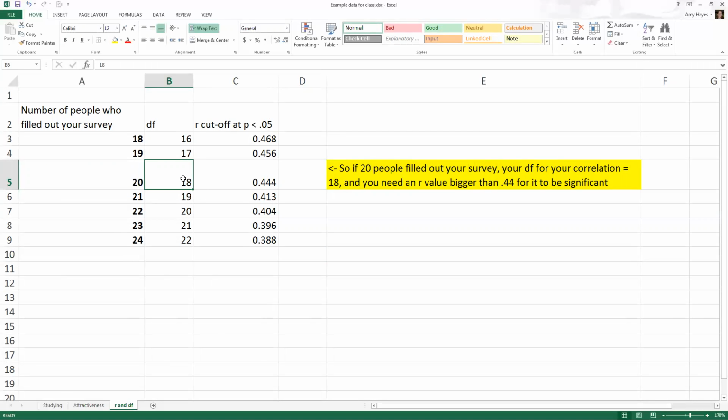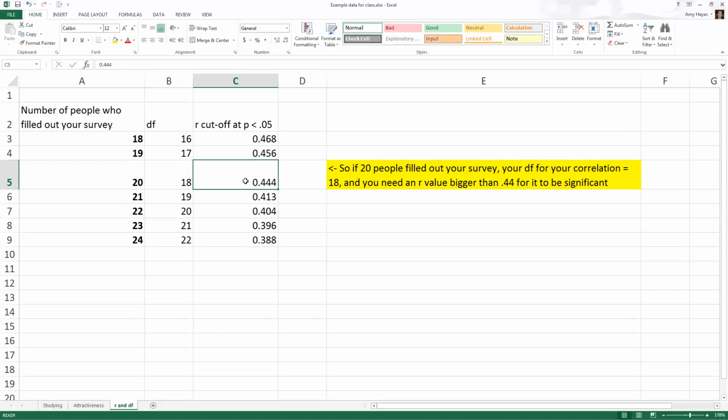Here's the degrees of freedom that you're going to need to report when you're writing up your statistics. And then the number in this column is, okay, if you had 20 people fill out your survey, if your r is bigger than an absolute value of 0.444, then you have a significant correlation, p less than 0.05.